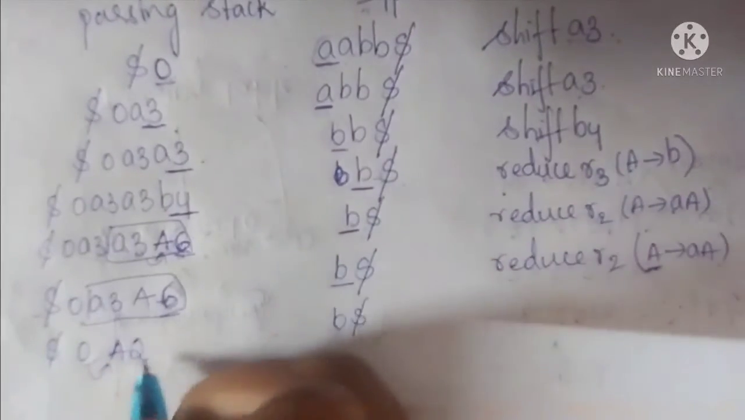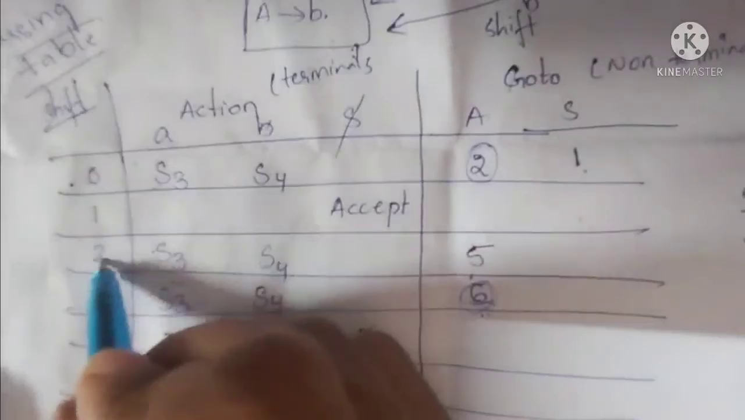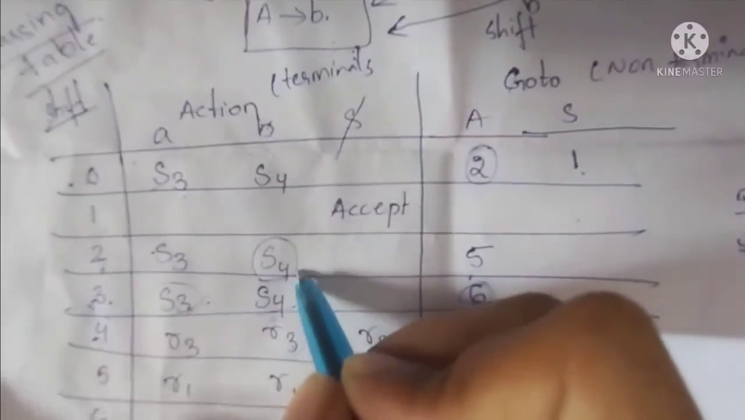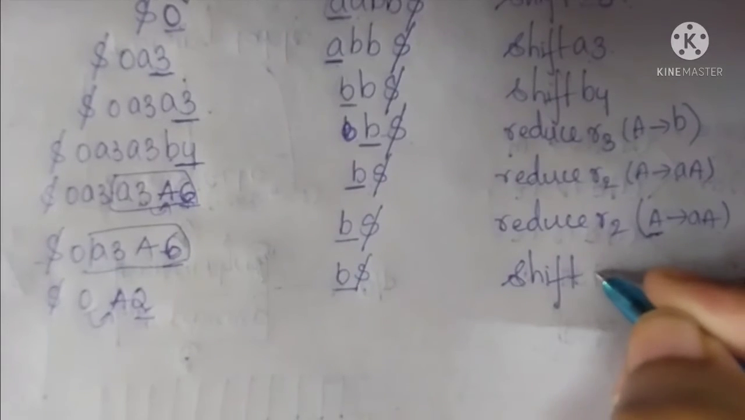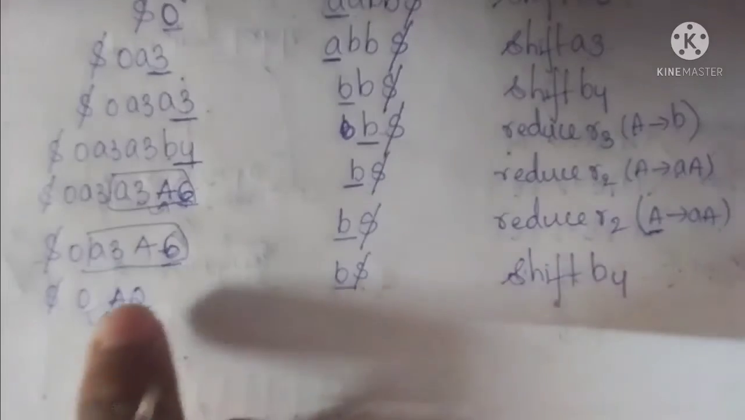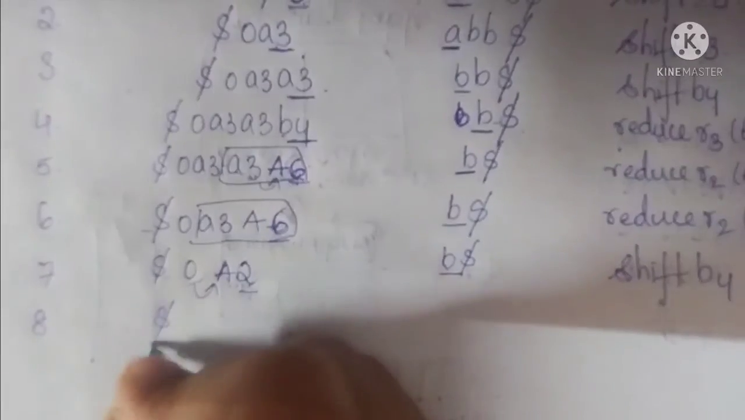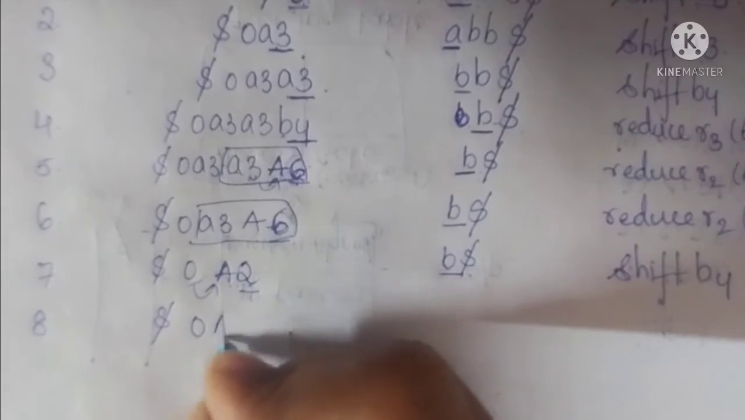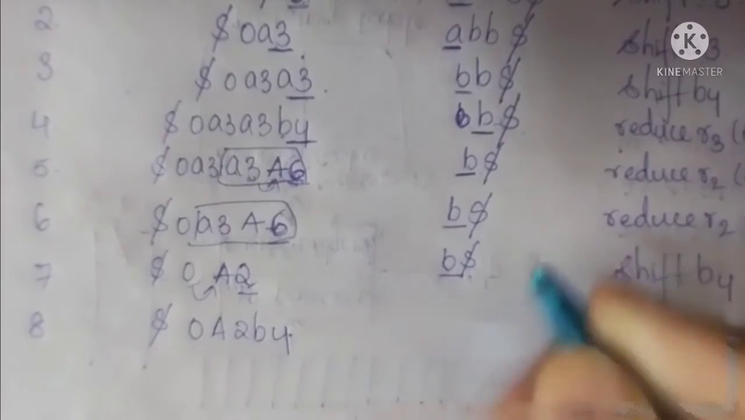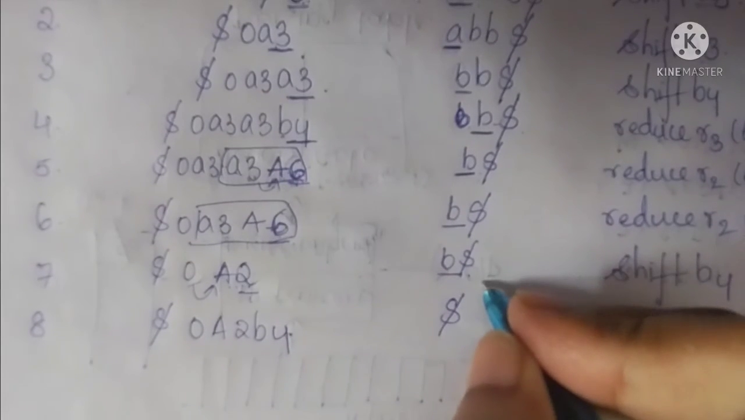Now you have to check I2 to B, where it is going. So check and see the table. I2 to B, where it is going: shift S4, means right here shift B4. Okay, this B4 should be shifted here. Write the 8th step: $0 A to B4. So this B will be already shifted here, no need to write the B. So dollar is remaining at the last.